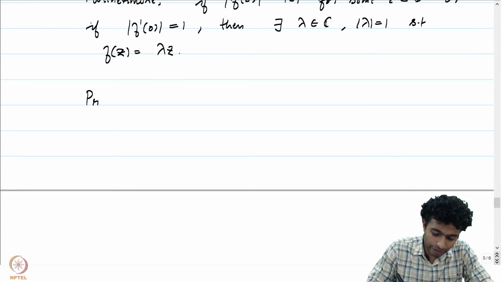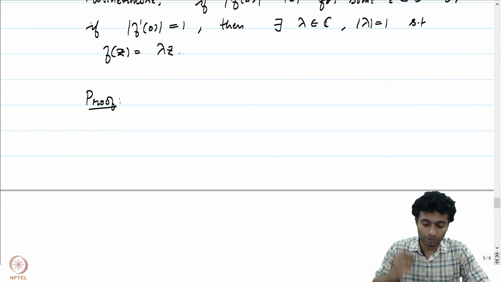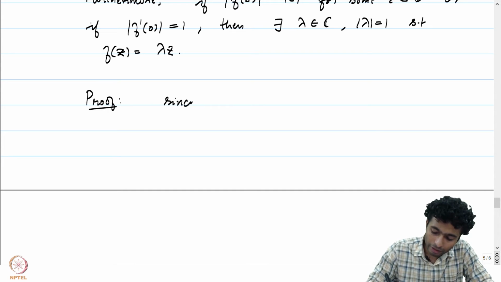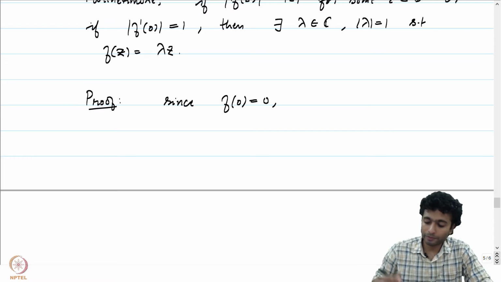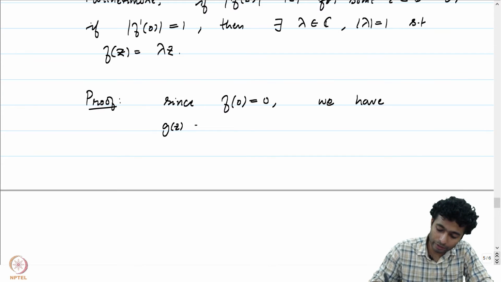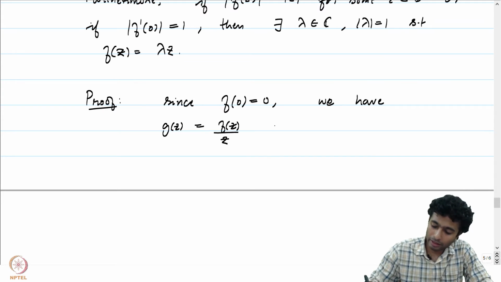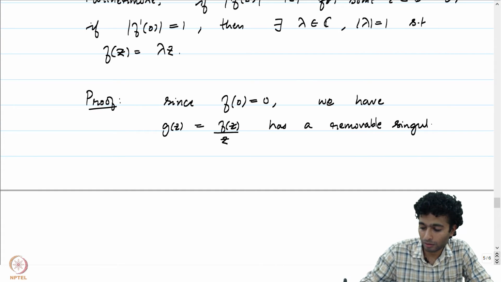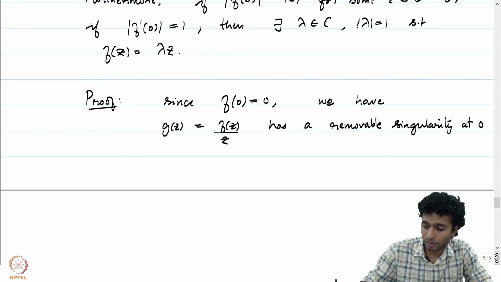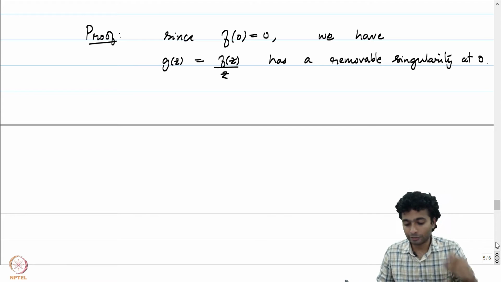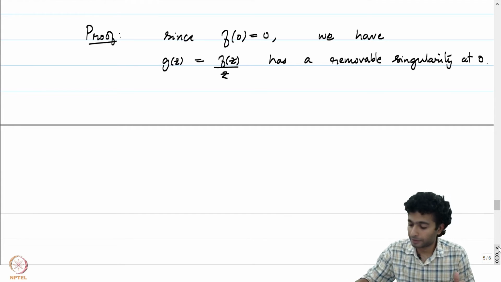It's actually a quite straightforward application of the maximum modulus principle. To see how the maximum modulus principle comes into the story, since f(0) is equal to 0, we have that g(z) equal to f(z) by z has a removable singularity at 0. Or, in fact, you could get hold of the explicit power series expansion of g by considering the power series expansion of f(z).